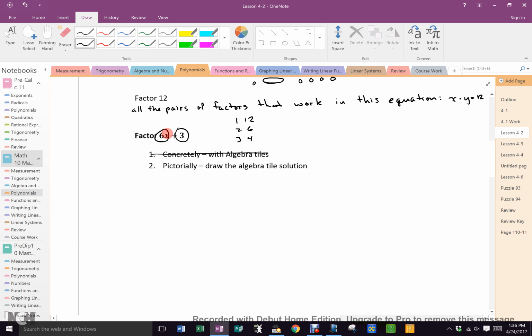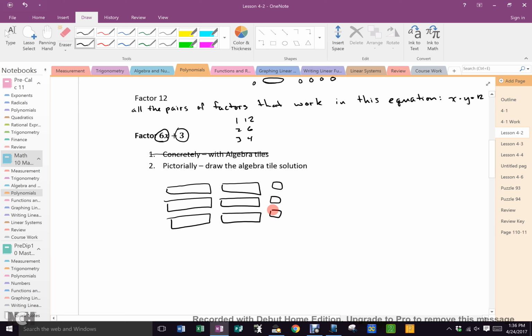6 and 1 and 2 and 3, and this is 3 and 1. What's the one I have to use? 3, right? So I have to take this 6x and break it up. So I've got 3 of them. Does everyone agree? Because this 3 can only be broken up that way. Did I make a rectangle? I did, didn't I?